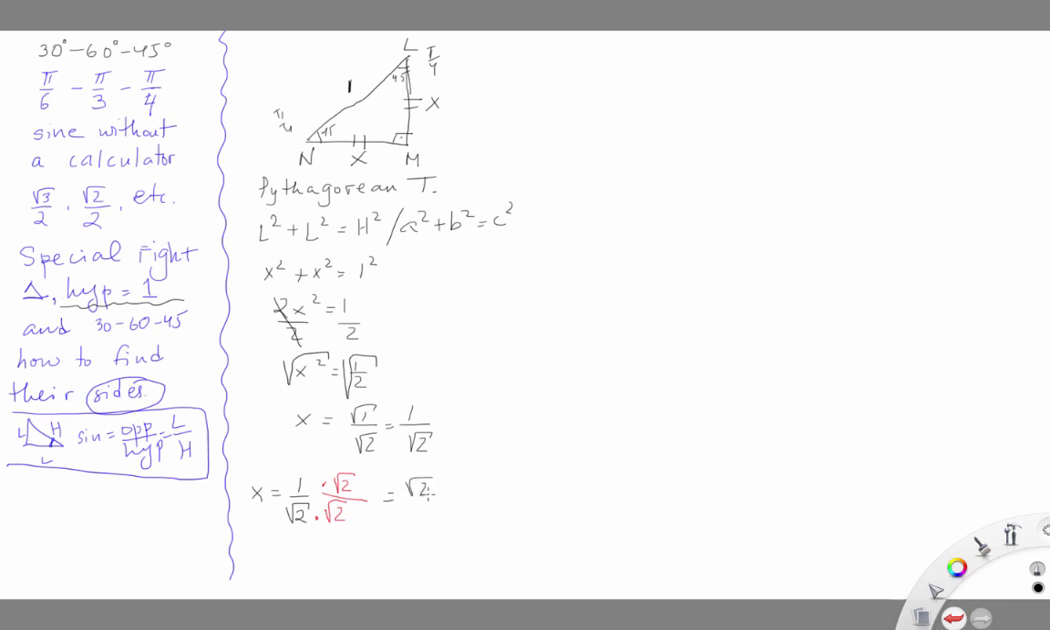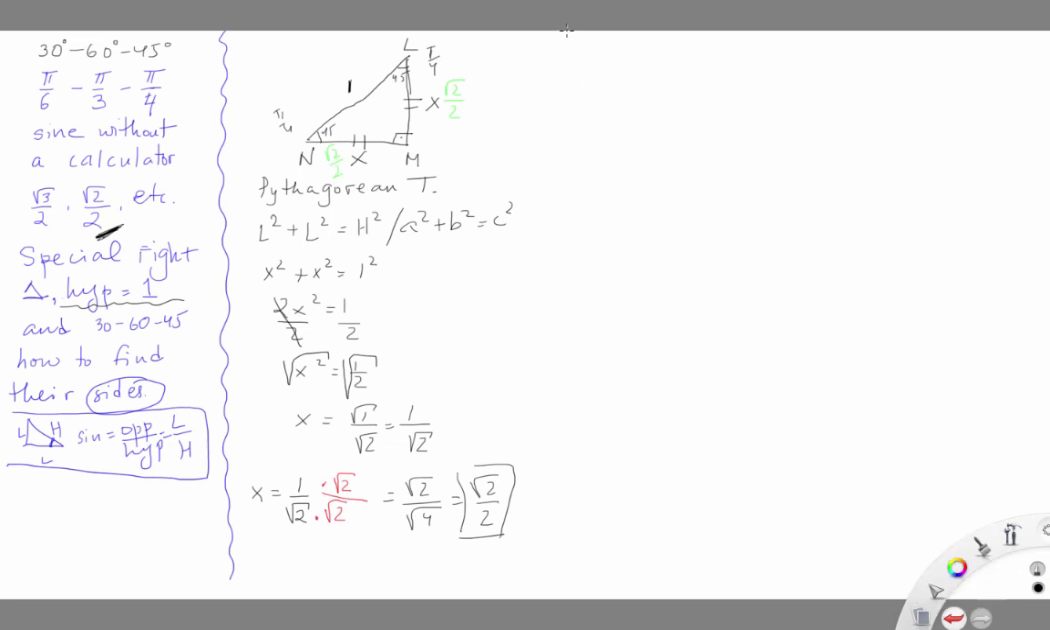I get square root of 2 on top, and square root of 4 on the bottom, which in reality is equal to 2. So here's where those weird answers you got with Helen come from. They come from simply the Pythagorean theorem. We took this special triangle with 45-degree angles and a right angle, a hypotenuse of 1, and we found out that both legs of this right triangle are equal to square root of 2 over 2.